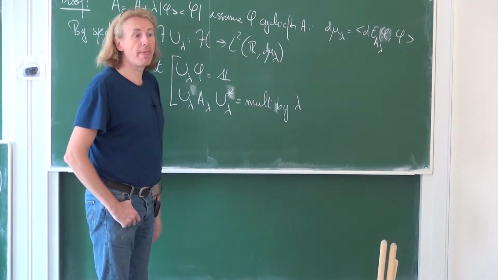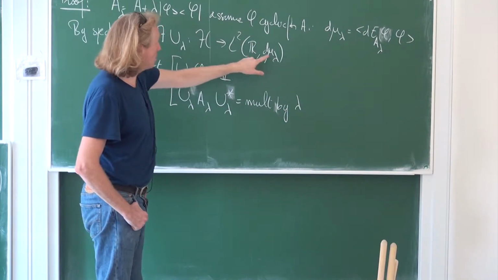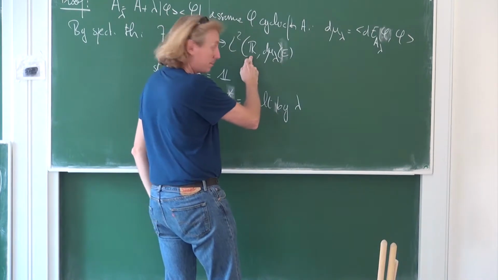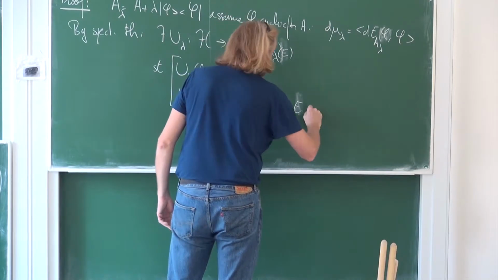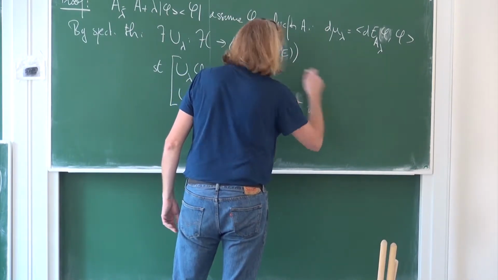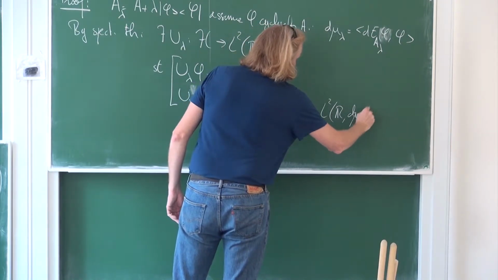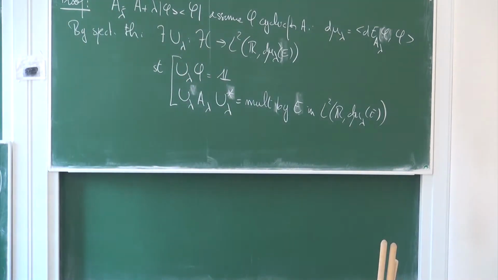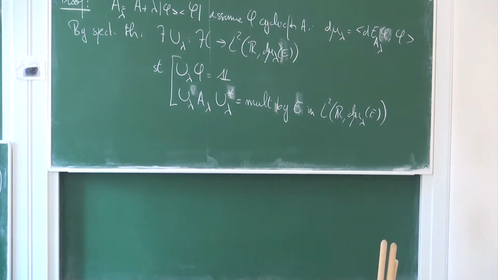Lambda here is a parameter. So this is d mu lambda of E, where E is the energy parameter in R. So this is a multiplication by E, not by lambda, in L2 of R, d mu lambda of E. Lambda here is fixed.